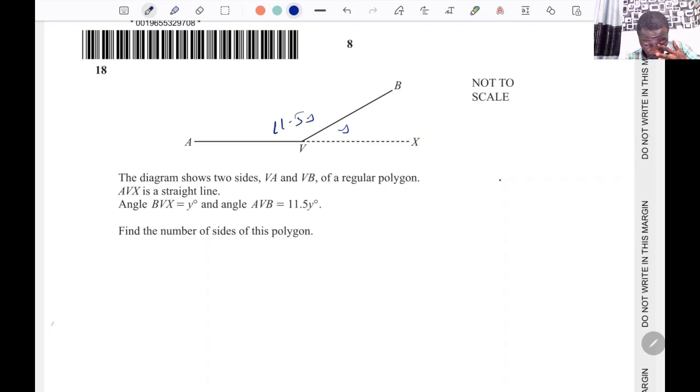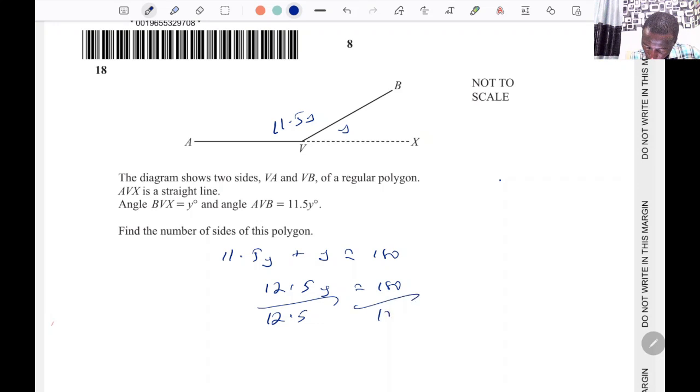One thing that we know very well is that the sum of angles on a straight line is 180. So 11.5y plus y is equal to what? 180. So here I have 12.5y is equal to 180. If I divide both sides by 12.5, this will cancel this. My y is equal to 180 divided by 12.5. When you do that, you have 14.4. So my y is 14.4.